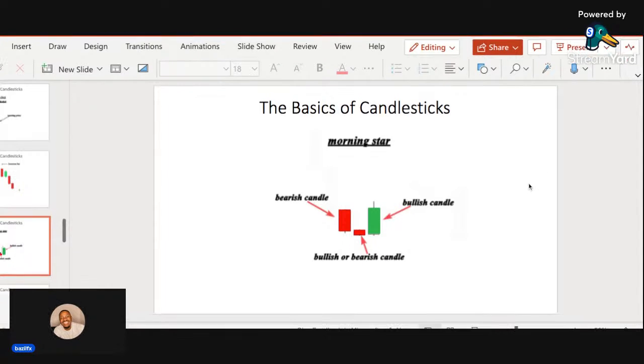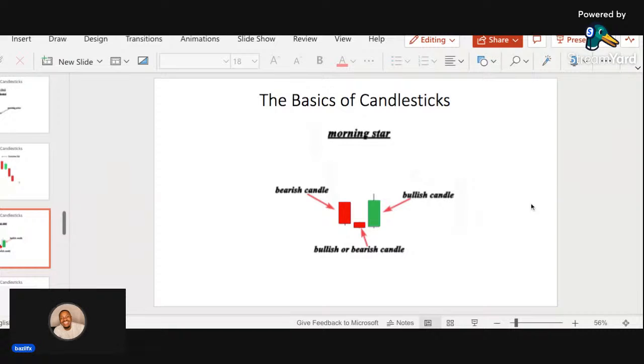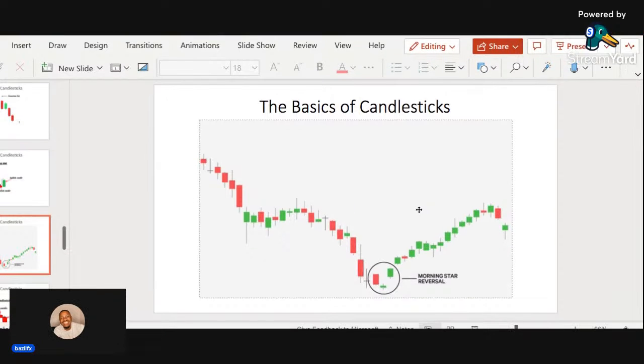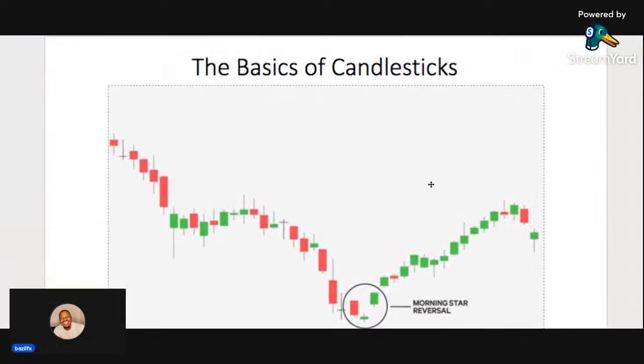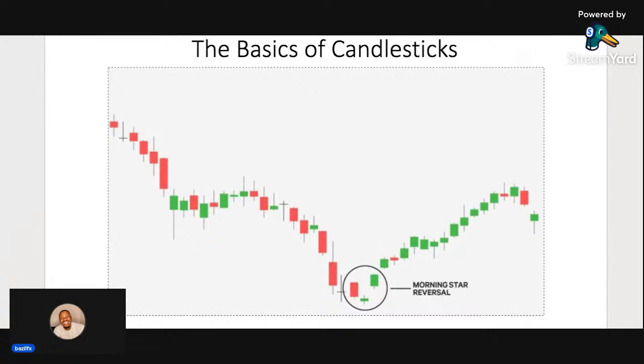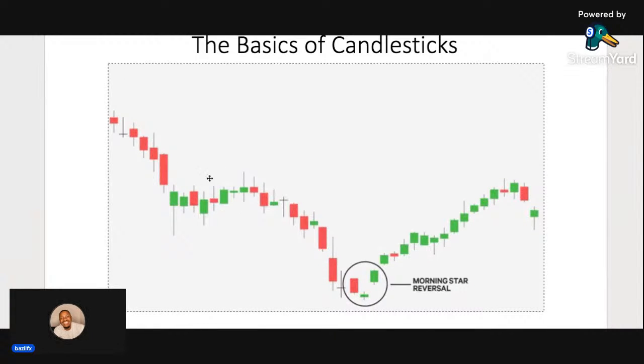How does it form? We need to have a downtrend market like this, you see? Guys, note, I'm only finding these candles on an uptrend and a downtrend only. I'm not finding these candles in the middle here, no. I like to ride this whole thing from down to up and then ride it from up to down.